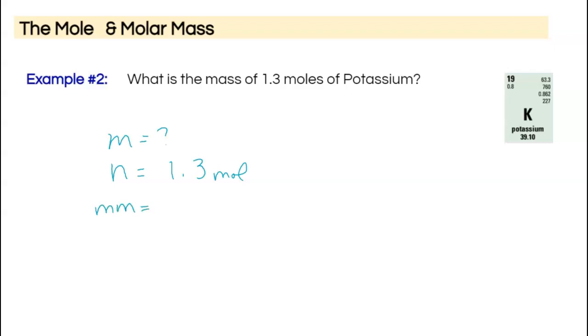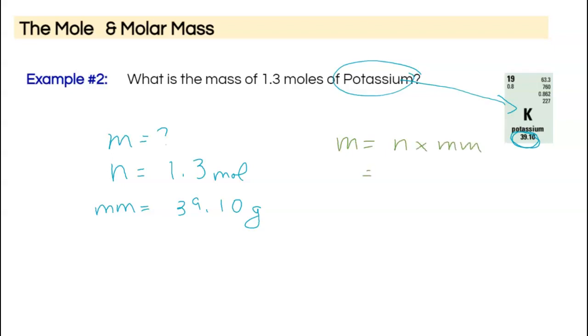And since I'm talking about potassium, I look on my periodic table and I can see that the molar mass of potassium is 39.10. And so that's an atomic mass, but if I'm equating that to 1 mole, then my units for mass are in grams here. Okay, so now I'm ready to look at my formula, plug in the values, and get going. So I know that mass is equal to my number of moles times my molar mass. And in this case, I'm looking for the mass of potassium. So I'm going to include some subscripts.